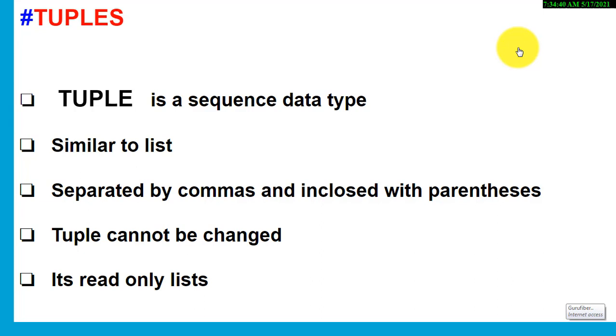Now tuples cannot be changed. When you say tuples cannot be changed, it means in the list we have seen that we can append a list, we can remove a list, we can add a list, whereas in the tuples, once you have made a sequential data, you cannot change it. It is just like a read only list.